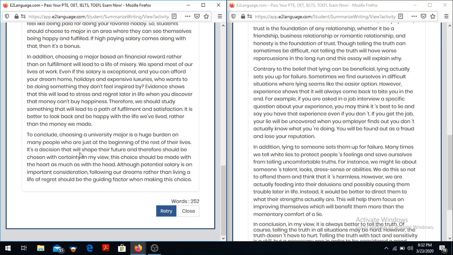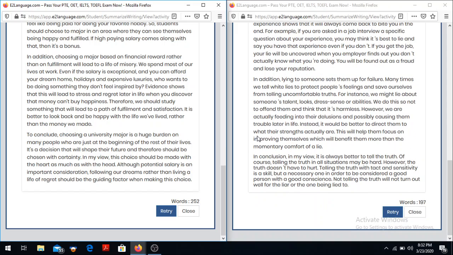In my view, the choice should be made with the heart as much as with the head. So it should be chosen with the head and heart together. Although potential salary is an important consideration, following your dream rather than living a life of regret should be the guiding factor when making this choice.